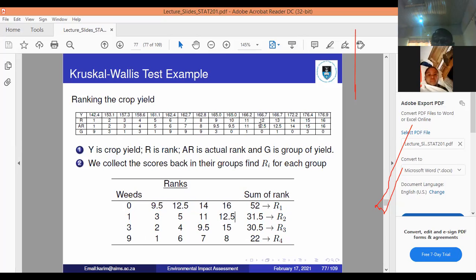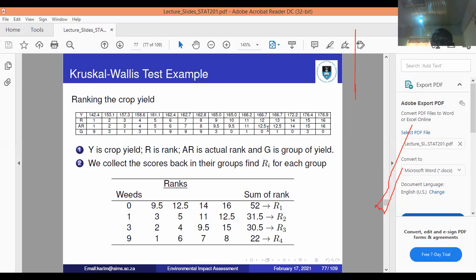So let me see the rank for the 0. The first one is 9.5. The next one is 12.5. The next one is 14. The next one is 16. So we have that for width 0. The rank for width 1, the first one is 3. The next one is 5. The next one is 11.